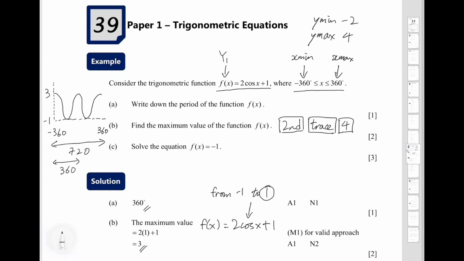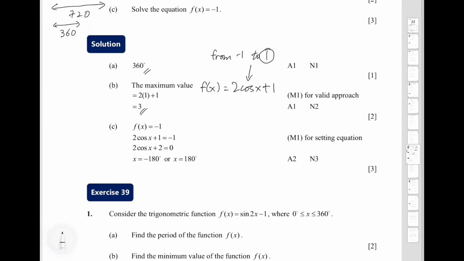In part C, we are going to solve the equation f(x) = -1. That means solve the equation 2 cos x + 1 = -1. Firstly, we set up the equation 2 cos x + 1 = -1. As we have one number on the right-hand side, my suggestion is to move -1 to the left, such that it becomes 2 cos x + 2 = 0. Then we consider the left-hand side, 2 cos x + 2.